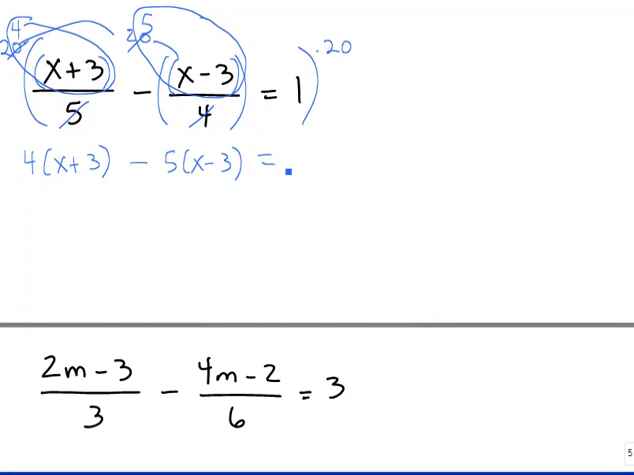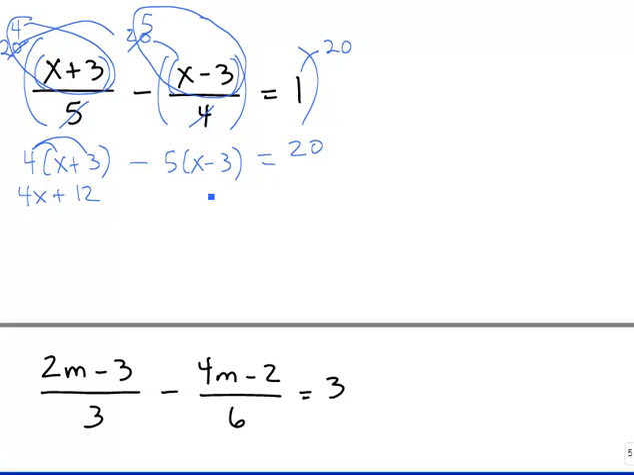On the right side, don't forget to multiply this right side by 20 as well. 1 times 20 is 20. So here's our new equation, no more fractions. Now we do have some parentheses still in the problem, so the next thing we need to do is get rid of those, and I'm going to distribute my 4 across. So I get 4x plus 12.